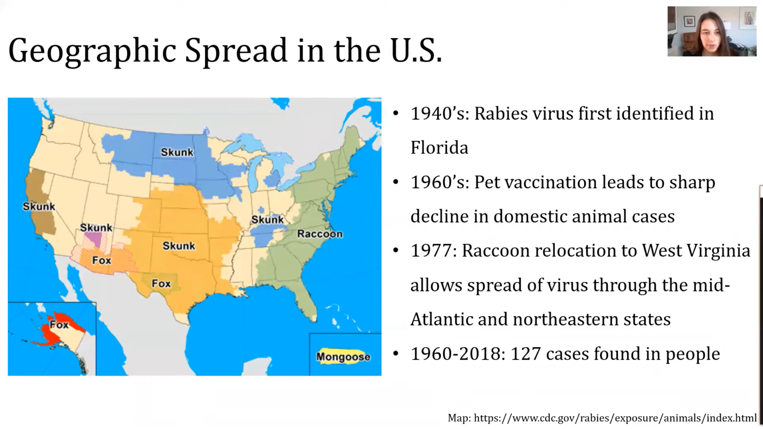Raccoon variant rabies virus migrated north from Florida into West Virginia in 1977 as raccoons were relocated to West Virginia for hunting. Since then, raccoon variant rabies virus has spread throughout the mid-Atlantic and up through the northeastern states and has been able to maintain a stable spread in wildlife. As you can see in the map here, the main species that host the virus in the United States are the skunk, the fox, the raccoon, and the mongoose.